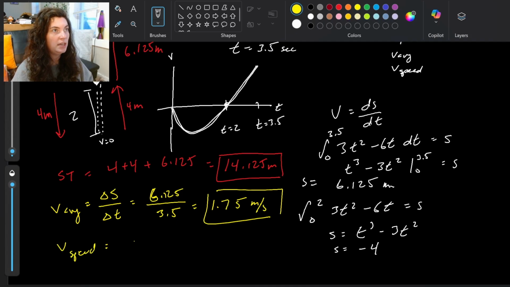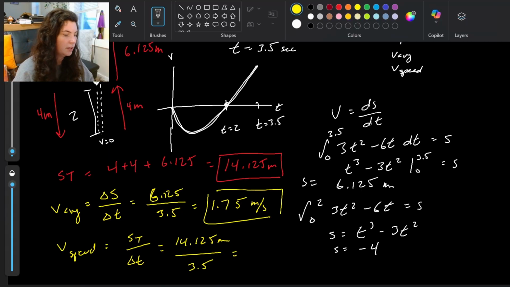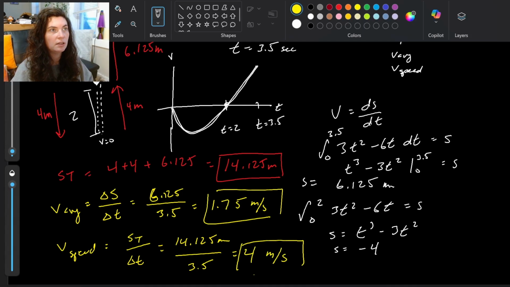Whereas if we calculate speed, speed accounts for all distance traveled. It's the total distance traveled over that same time interval. So we found our total distance traveled to be 14.125. Total time is still the same, 3.5 seconds. Plug that into a calculator, get about 4 meters per second for the speed. Again, velocity has direction, that velocity is going upwards because he does end up higher than where he started, but speed does not. Speed does not have direction. It's only that averaging of the total movement, right?